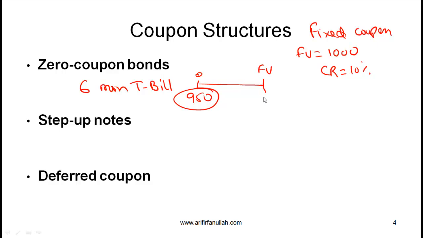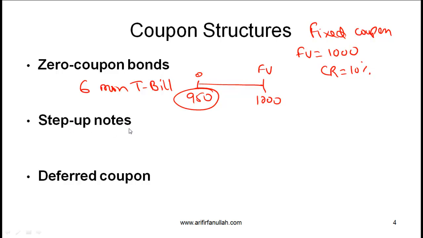If the face value is 1000, that essentially means the investor pays 950, and then 6 months later he will get back 1000. There is no coupon payment in between, but there is an implied interest because the invested amount was 950, and then the amount that the investor receives after 6 months is $50 more, which is 1000.